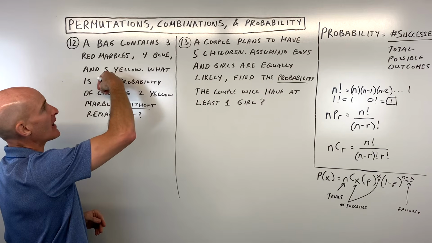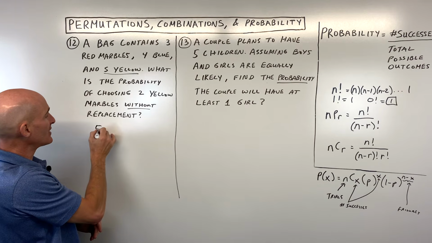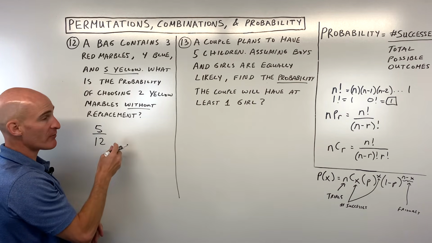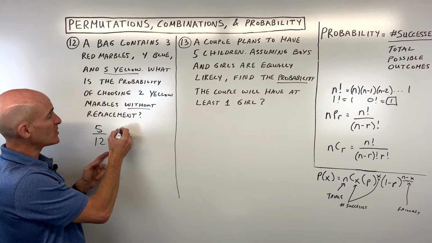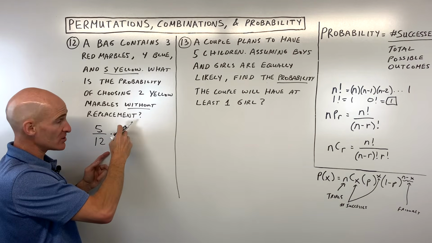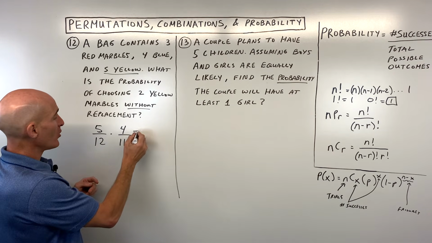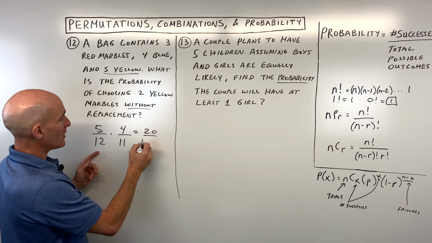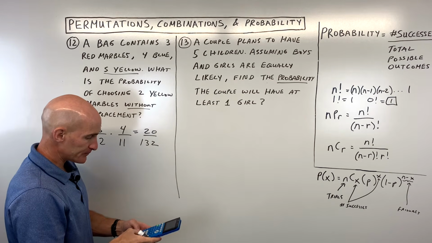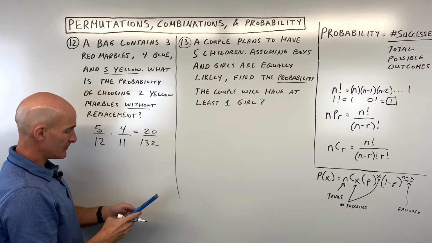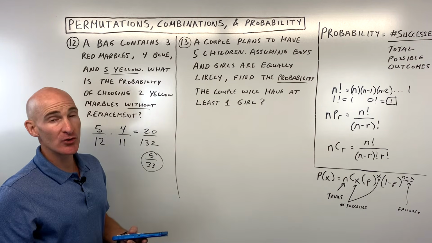So when we reach into this bag, there's 5 yellow, and there's 12 total marbles. So the probability of getting a yellow would be 5 chances of success out of 12 possible marbles that you could pick. Once you pick that first yellow marble, when you go to reach for the second yellow marble, there's only going to be 4 chances of success out of 11, because there's 1 less marble in the bag total. So when we multiply these together, we get 20 over 132, which reduces down to 5/33.